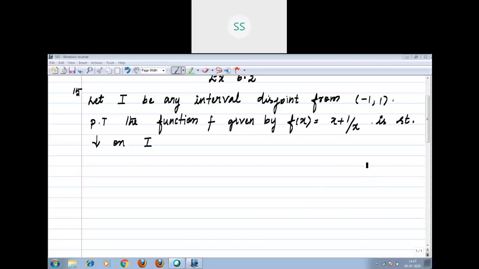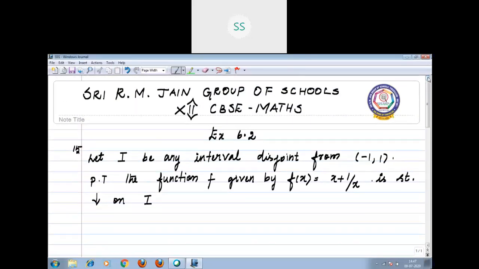Question number 15, exercise 6.2. Let I be any interval disjoint from -1, 1. Disjoint from means you should not consider that interval while discussing increasing. Prove that the function f given by f of x equal to x plus 1 by x is strictly decreasing on I. Disjoint means you should not take the interval.